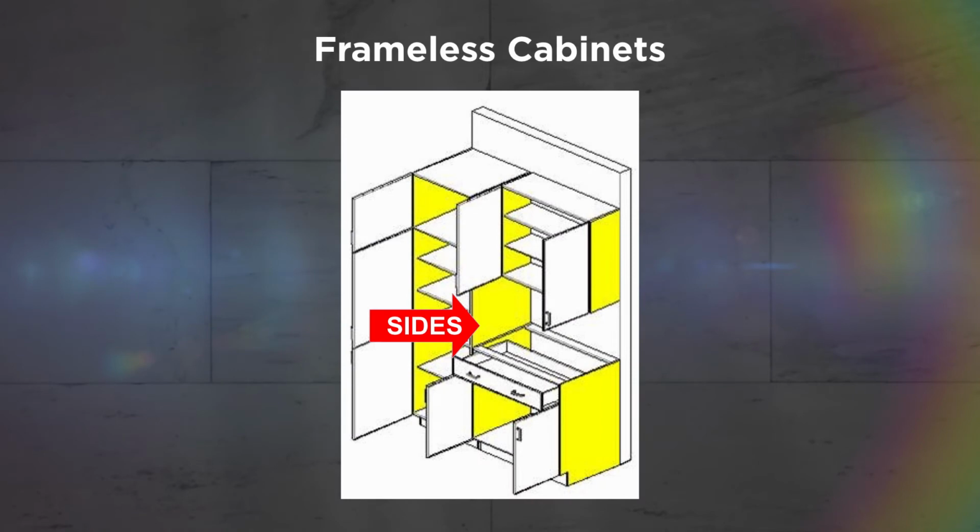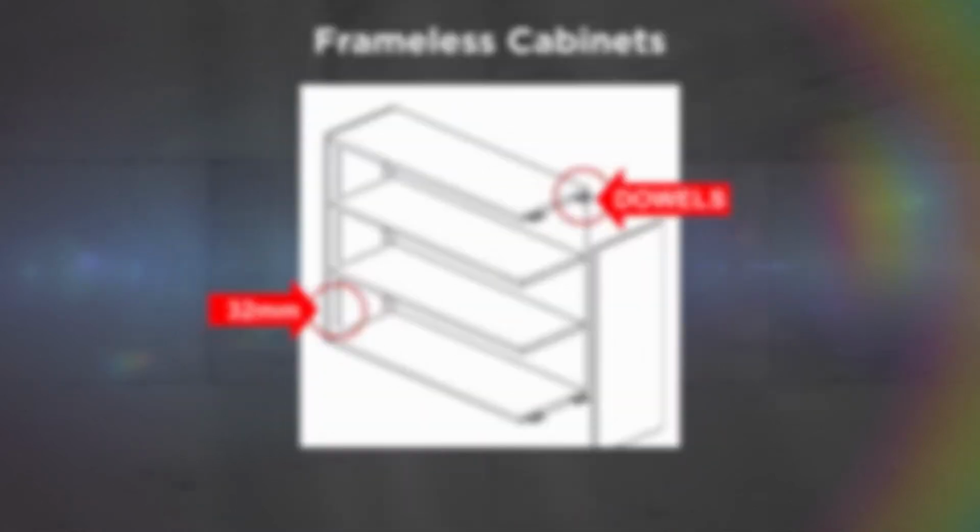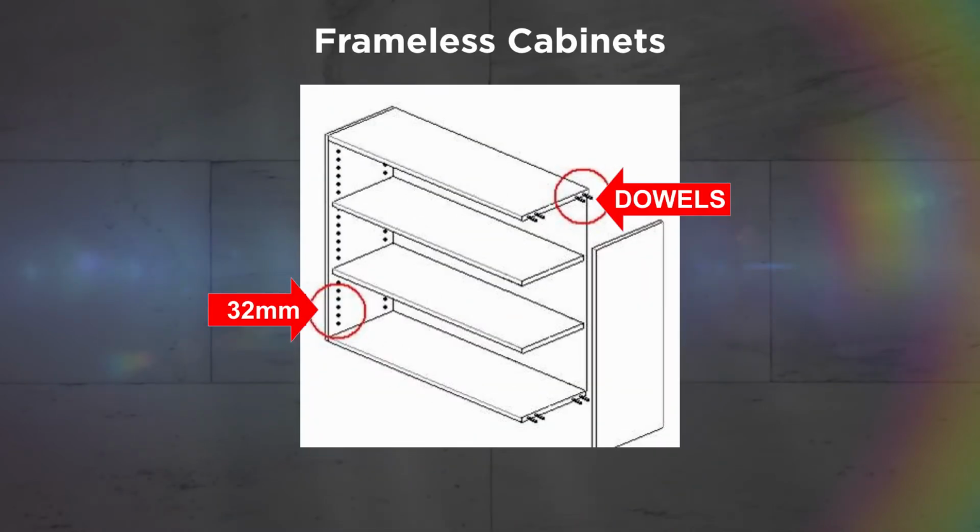The strength of frameless cabinets will be in the sides and the top and bottom of the box. Material used for the sides, top, and bottom of framed cabinets will serve the same purpose on frameless cabinets. Dowels are normally used for joining frameless cabinets. If the cabinet is assembled at the job site, the dowels may be replaced with a simple locking mechanism.